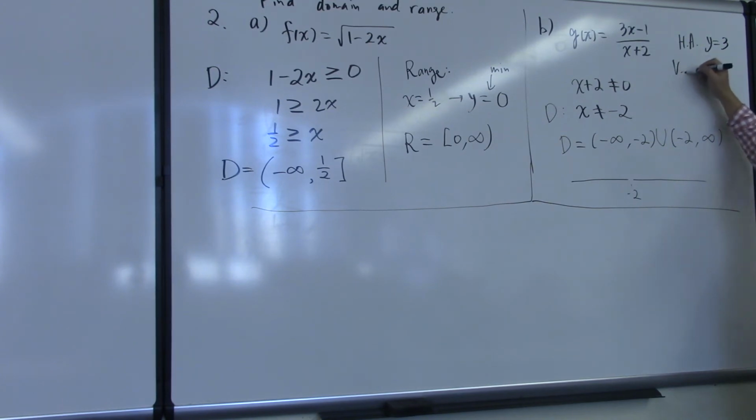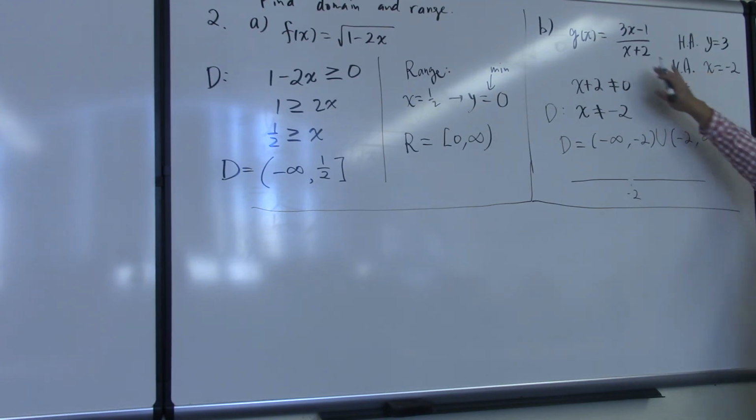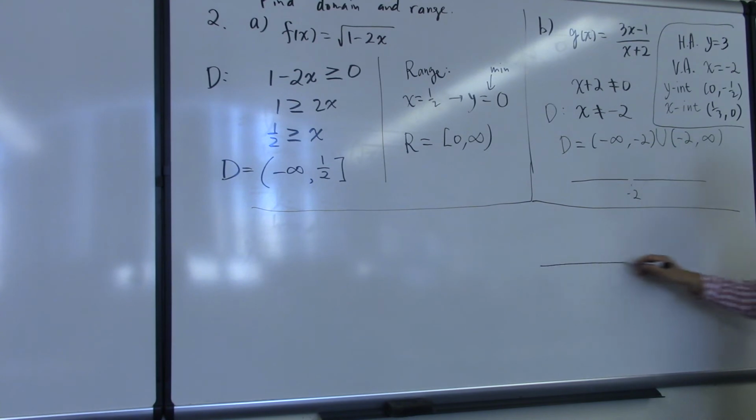For the vertical asymptote, you set the denominator equal to 0, so you get x equal to -2 as the vertical asymptote. Now for the y-intercept, you plug in 0 for x, so you get (0, -1/2) as your y-intercept. And for the x-intercept, you set the entire thing equal to 0, and if you solve that, you get (1/3, 0). Those are the critical values in order to graph this. So let's try to graph it.